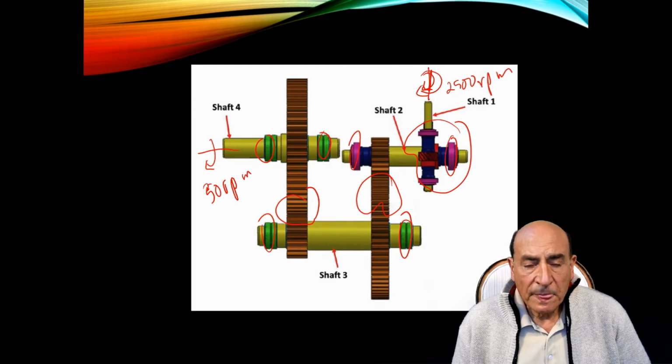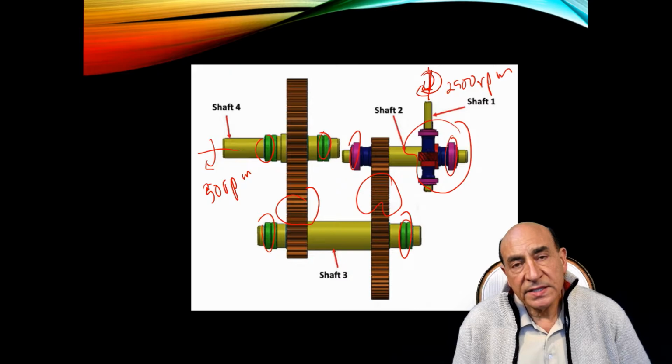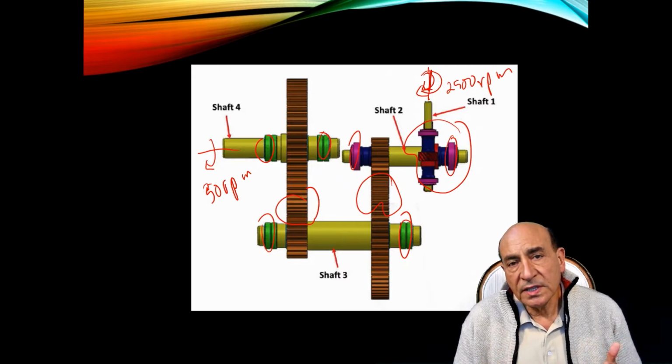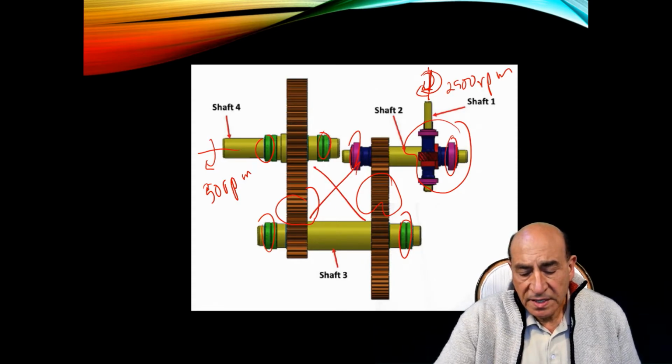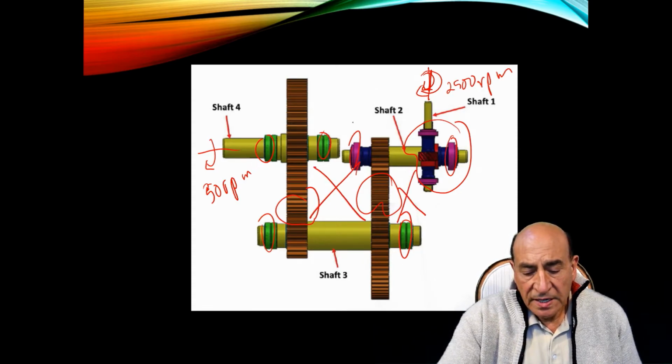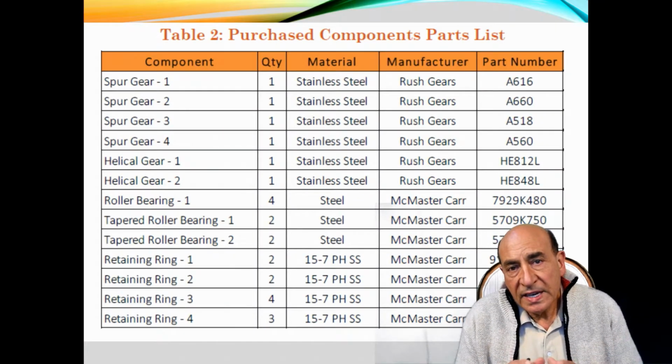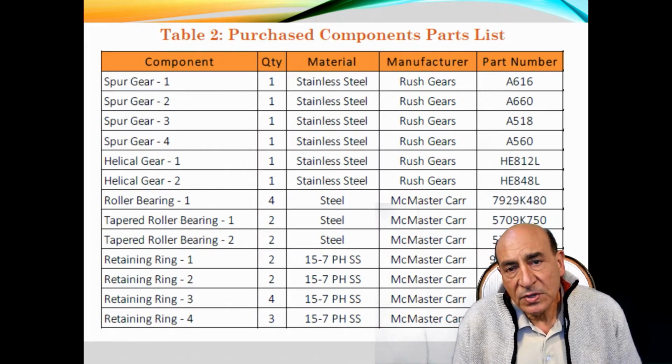So that's the part that will be a strategic part of your project, where you lay out the shafts in such a way that you would have the most compact system possible. In other words, we try to eliminate any spaces to make everything as close as possible so that we can achieve minimum volume.